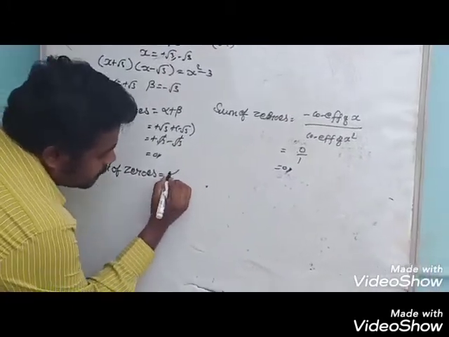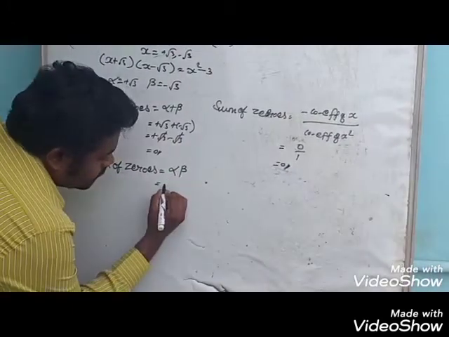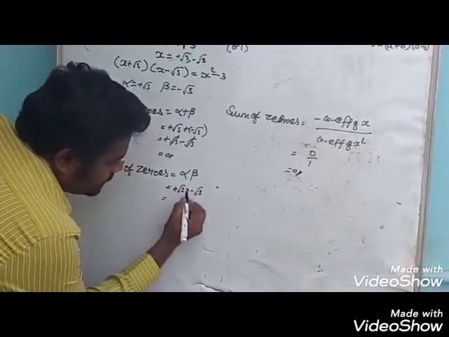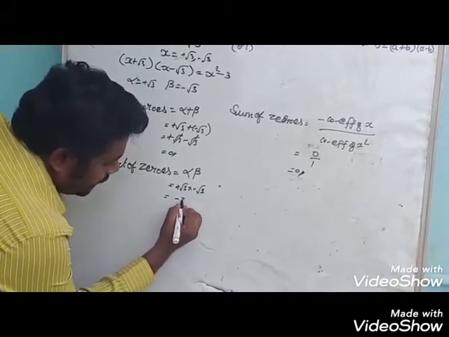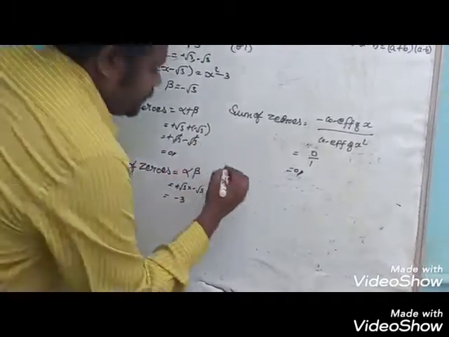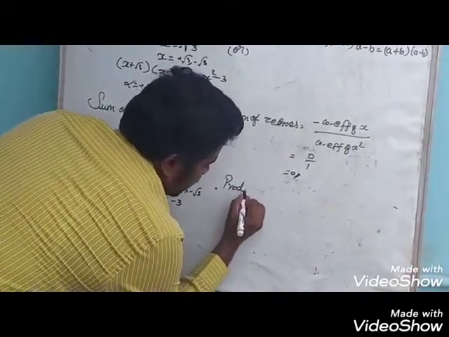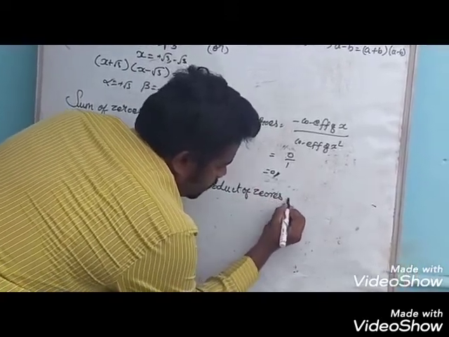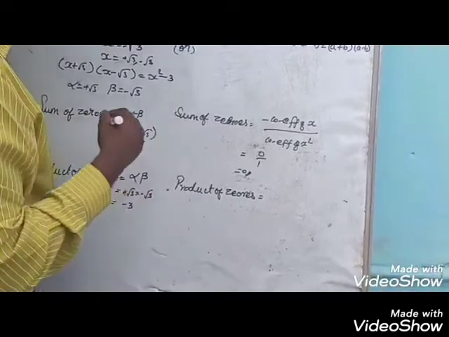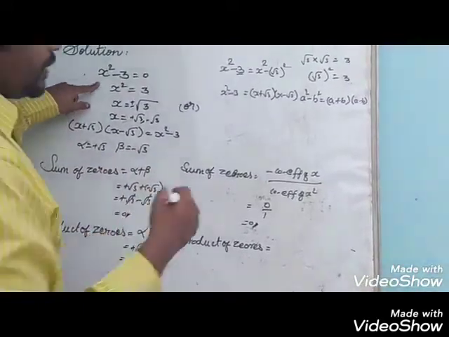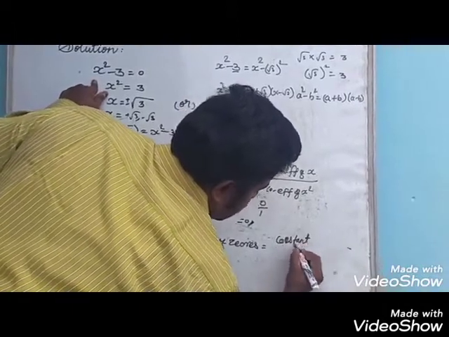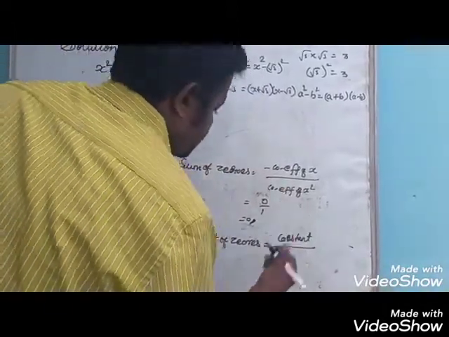Product of zeros, alpha into beta. So plus root 3 into minus root 3. Plus into minus is minus, root 3 into root 3 is 3, so minus 3. The same by comparing coefficients: product of zeros is equal to the constant term divided by the coefficient of x square.